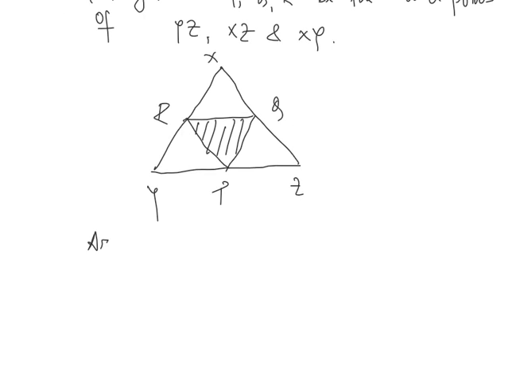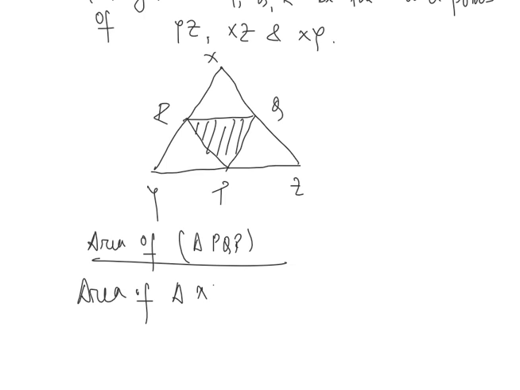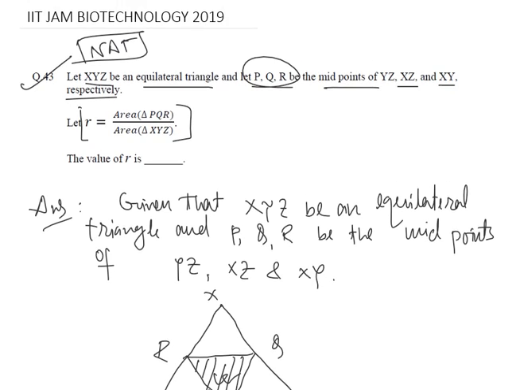Therefore, the area of triangle PQR divided by the area of triangle XYZ is equal to 1/4, that means 0.25. So the area of triangle PQR is 1/4 of the area of the triangle XYZ. That means the small triangular area is just the 1/4 portion of the whole area of the triangle XYZ. So our right answer is 0.25.